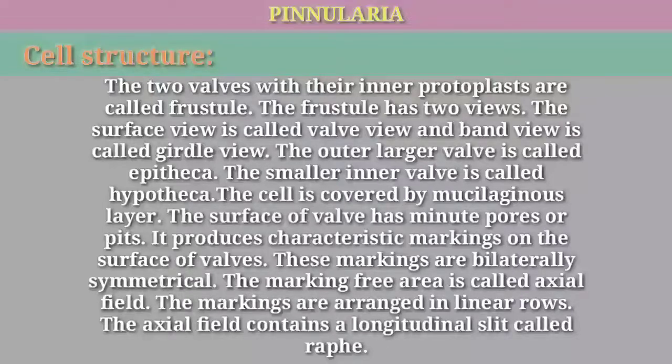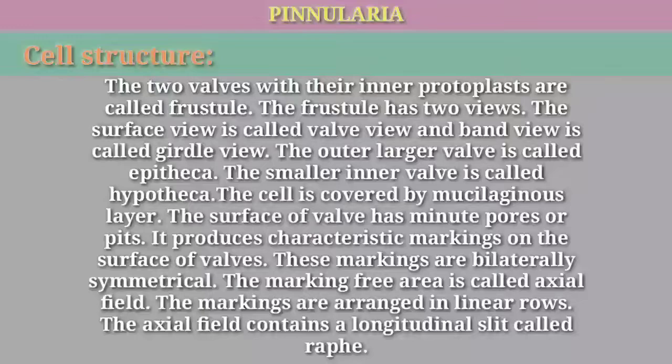The cell is covered by a mucilaginous layer. The surface of the valve has minute pores or pits. It produces characteristic markings on the surface of valves. These markings are bilaterally symmetrical. The marking-free area is called the axial field. The markings are arranged in linear rows.